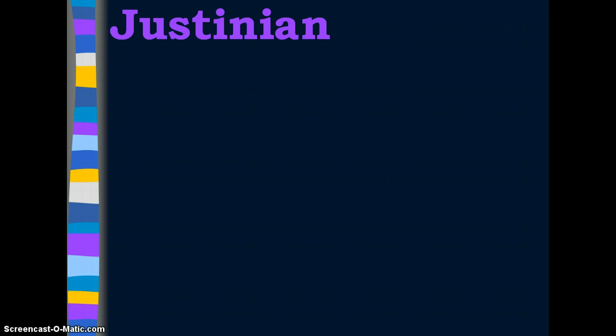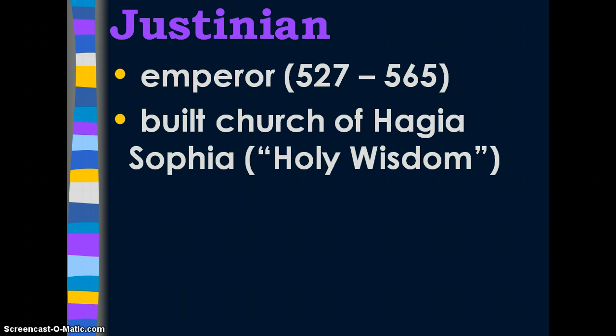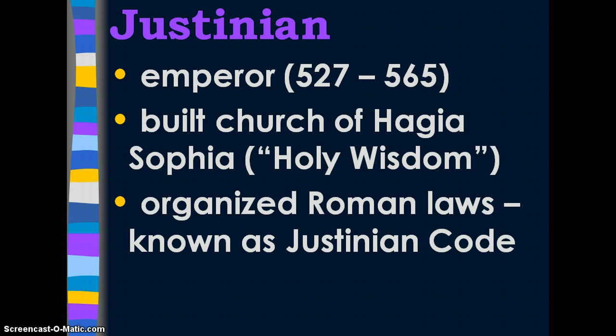Justinian is the most famous of the Byzantine emperors and the only one whose name you need to know. He was the emperor from 527 to 565 CE. He is responsible for building the church of Hagia Sophia, which means holy wisdom in Greek. And he organized the Roman laws into the Justinian or Justinianic code and created a new code of law.